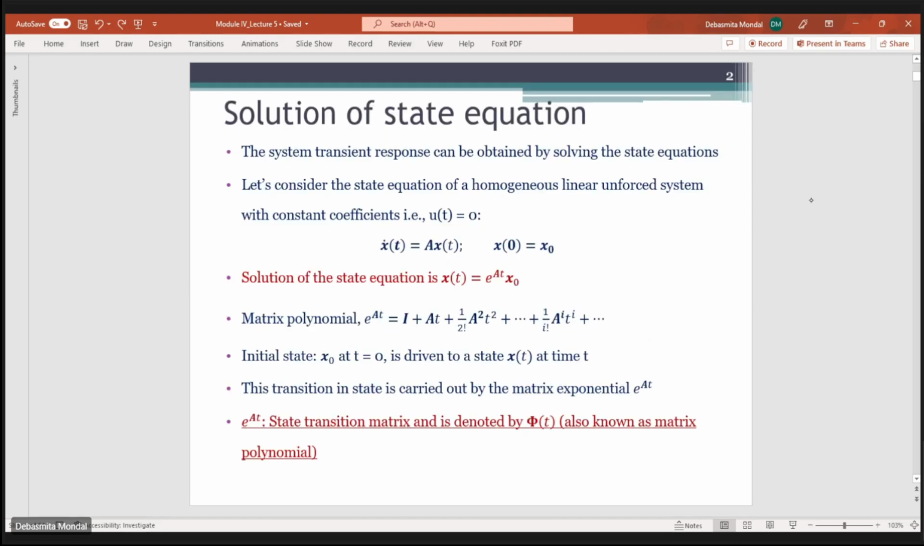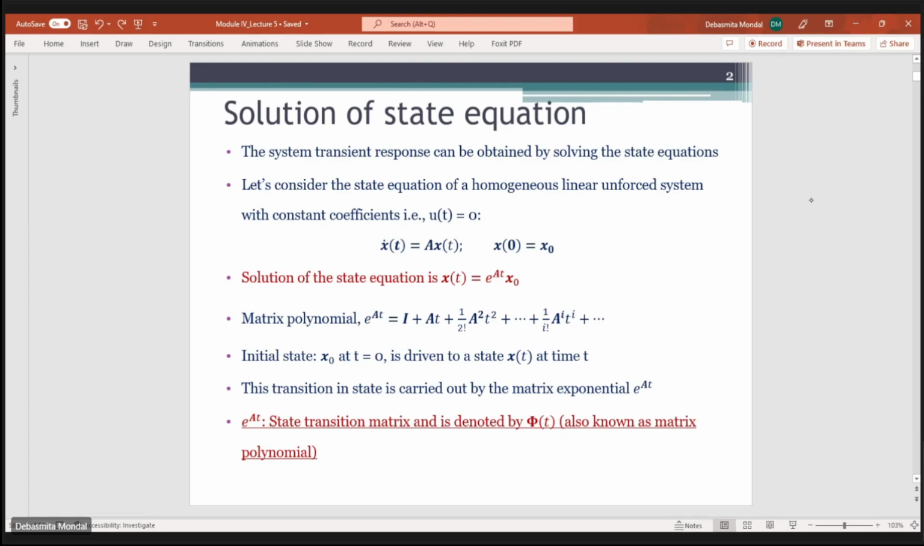Okay, so just to revise a little bit, the system transient response can be obtained by solving the state equations. Now if you have an unforced system, which does not have any input to it, the response of the system occurs only due to the initial conditions present in the system. For that kind of a system, the state equation will be x dot t equals A of x t, since the B u t term equals 0, so x dot equals A x. And the initial condition is given as x at time t equals 0 is x0.